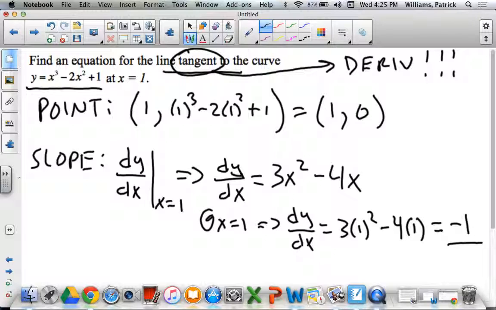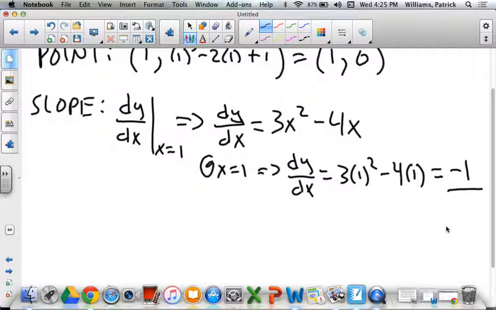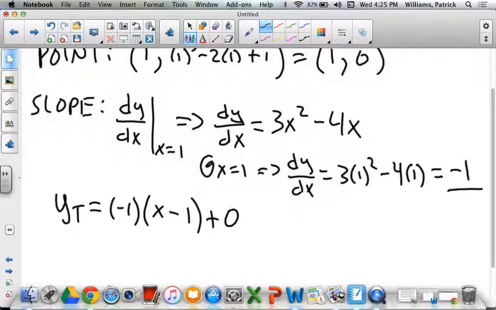Okay, so we got our slope, now we got our point, so all we got to do to figure out the equation of this line is to just plug it in to the point slope form. So the equation of our line, y tangent, if we use the same equation we had before in the previous slide, would just be equal to our slope, negative 1, times x minus 1, remember 1 is our x value, plus f of 1, which we found to be 0. So the equation of this line would simply just be negative x plus 1.